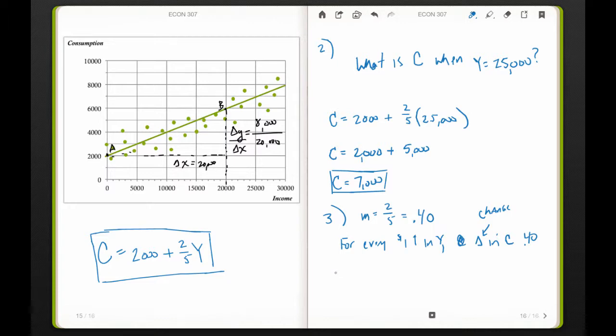And then the second part of 3 said, what does a vertical intercept tell you? So our vertical intercept is 2,000, so it's saying that even when the average person's income is $0, consumption is still 2,000. And I didn't really write this out in a complete sentence, but I did say it, so we'll count that.